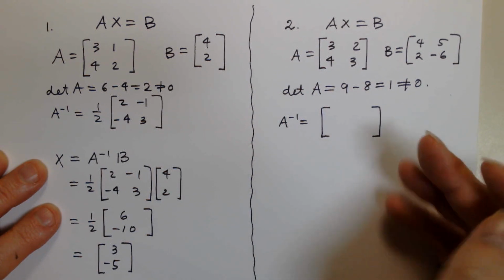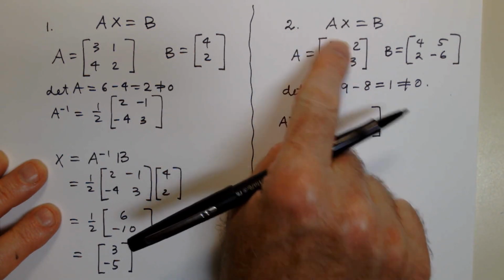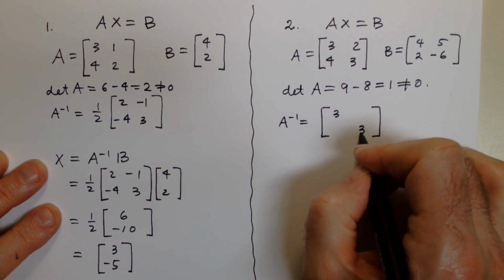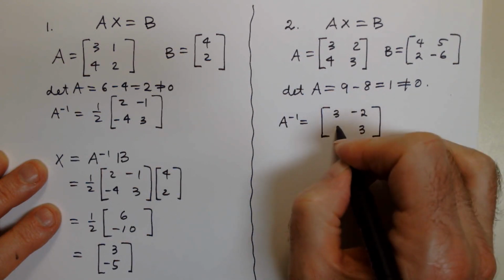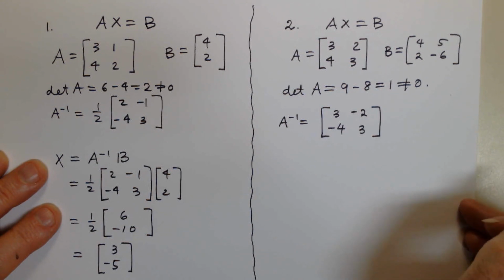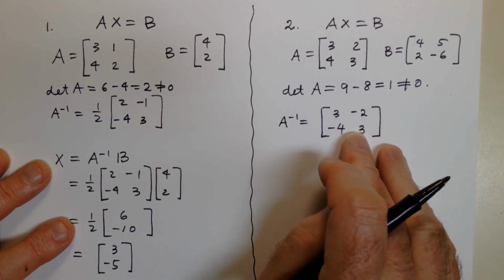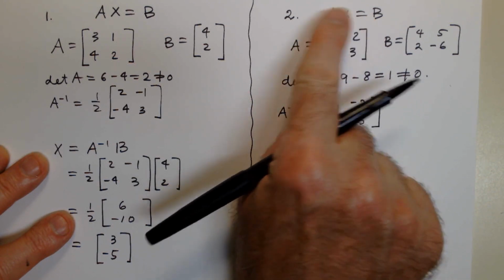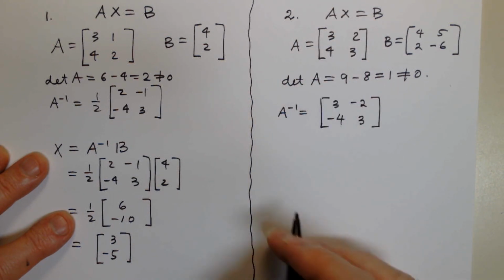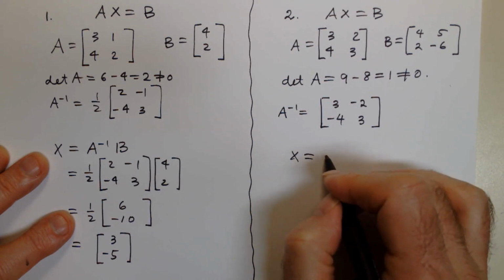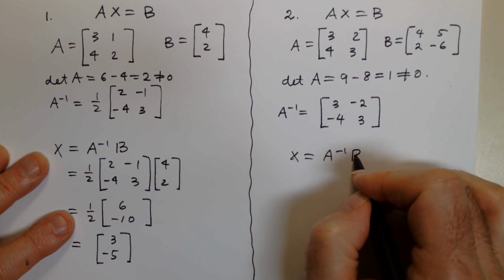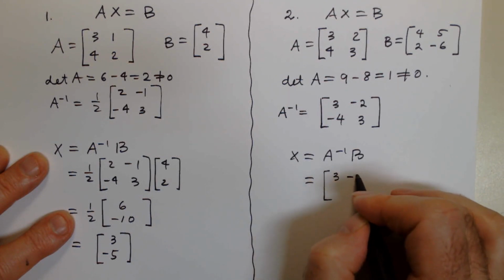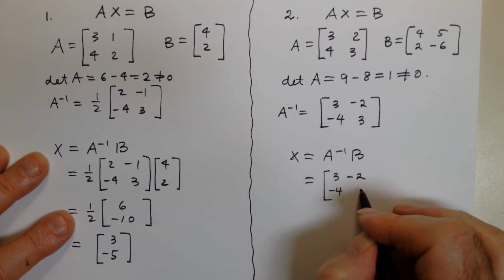We'll just have 1 over 1, so we'll have 1 out in front. I'm going to switch the diagonals, which in this case will not appear to be any change at all, and I'll change the signs on these off diagonal positions. So the matrix is invertible, and this is its inverse. And now we simply have to solve this equation by multiplying both sides on the left by A inverse. So x will be A inverse times B. In this case, that's going to be a product of two 2 by 2 matrices.